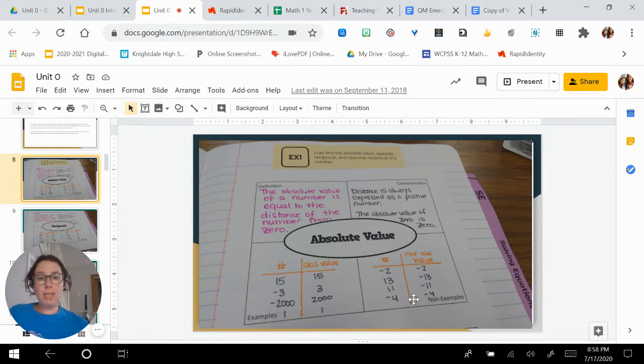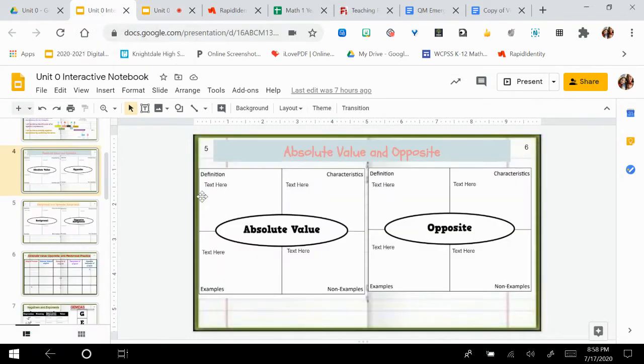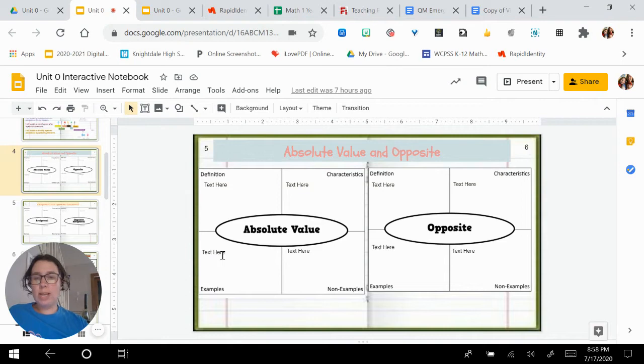And these are just some examples right here. So the absolute value of 15 is 15, of -3 is 3, of -2000 is 2000, of 1 is 1. And these are some non-examples. So here the -2 did change, the 13 became a negative, the 11 became a negative, and the -4 didn't change. So those are some non-examples, okay? All right, so that is what you're going to fill into here. We're going to type them in.